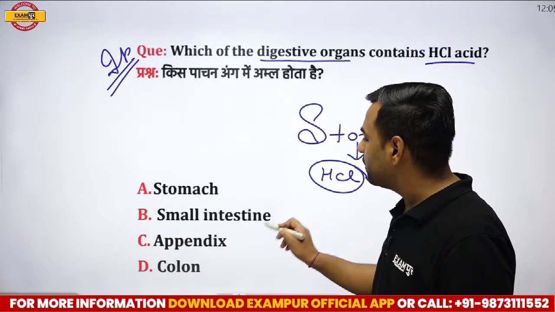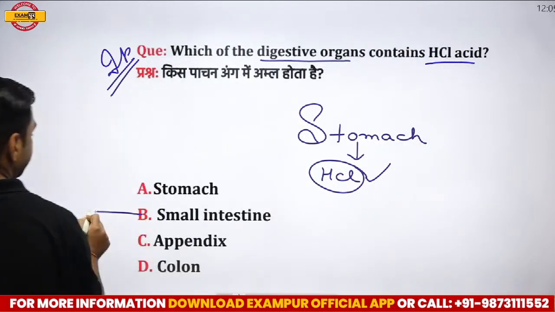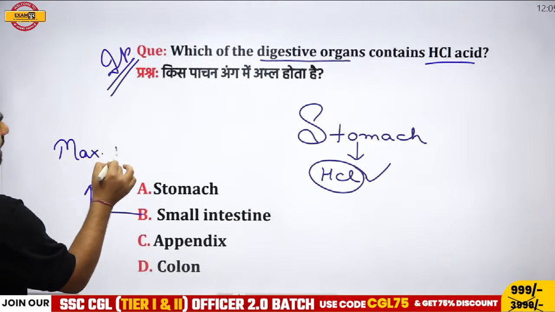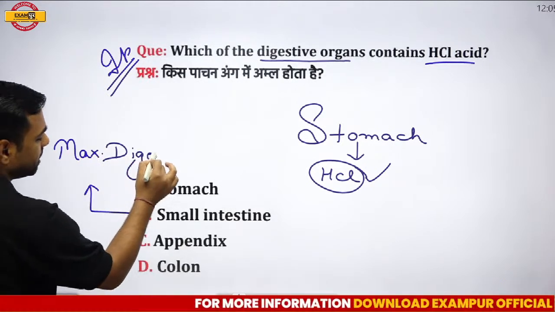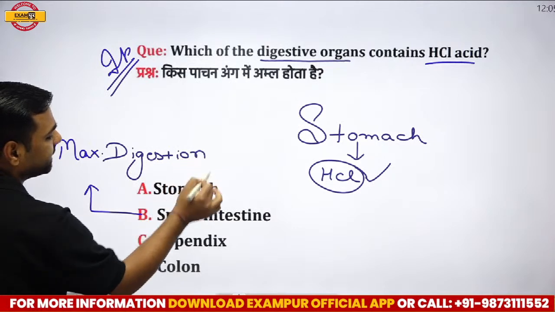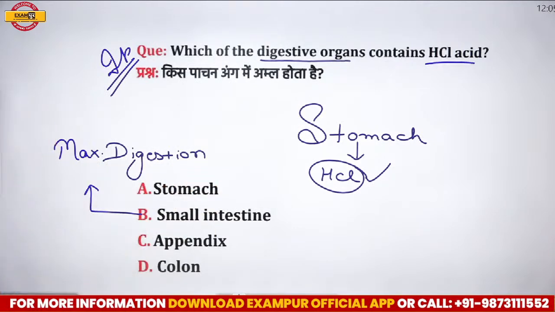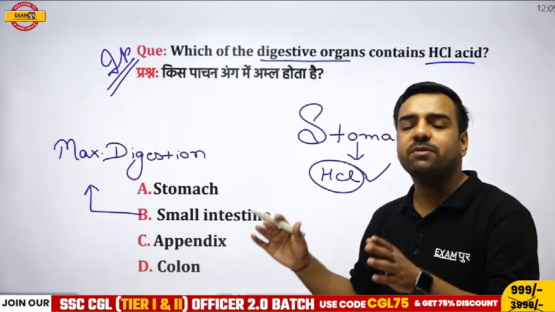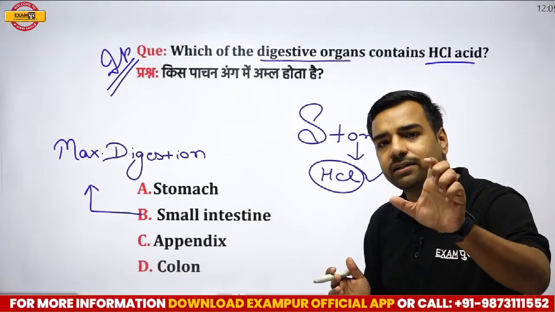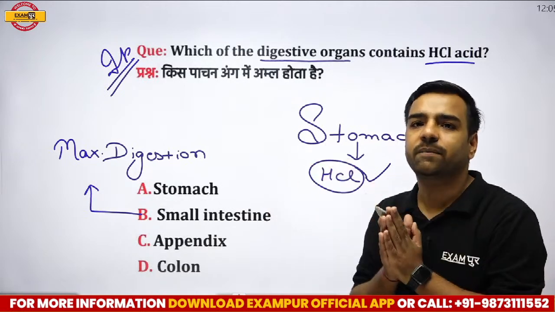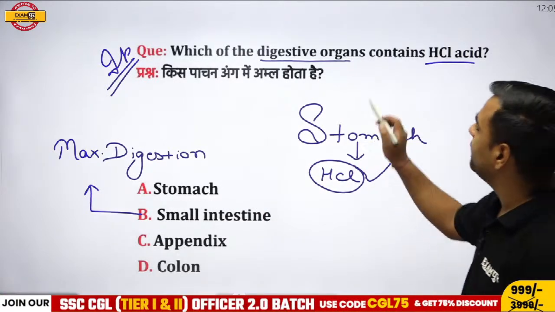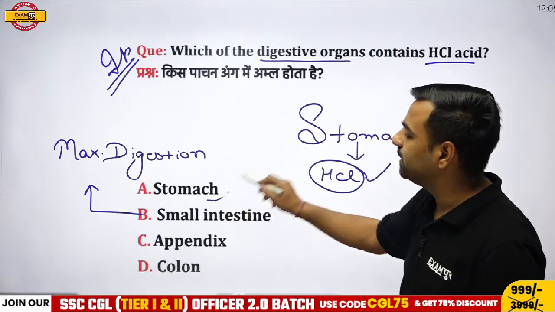Now, talking about the small intestine, this is the location where maximum digestion takes place. Maximum digestion of the food takes place at this location, that is the small intestine. If I talk about this appendix, the vermiform appendix, it is present at the location where the large intestine and small intestine meet. Okay, so yes, the small intestine is the location where maximum digestion takes place, and this HCl is produced where? In the stomach.